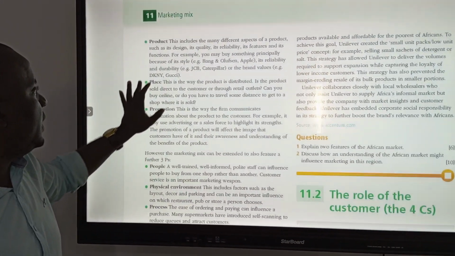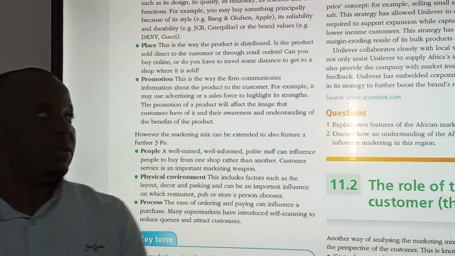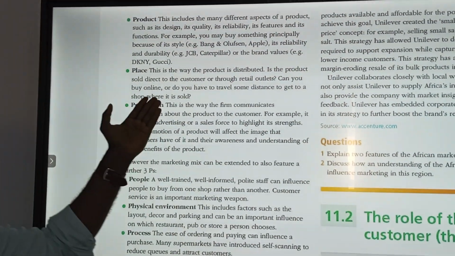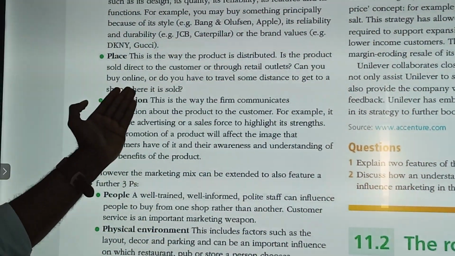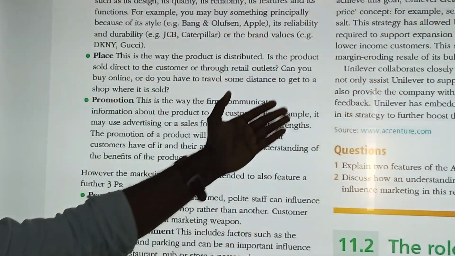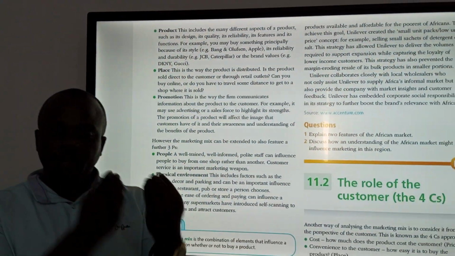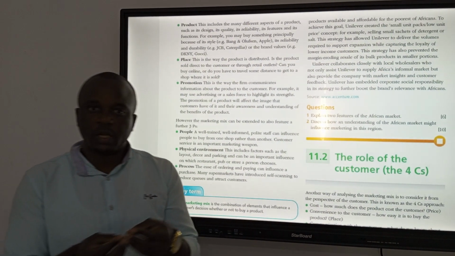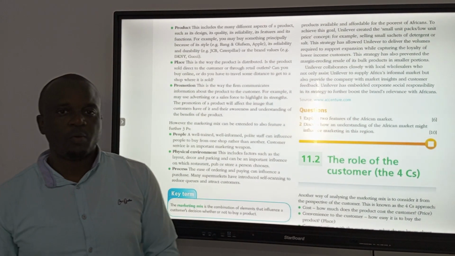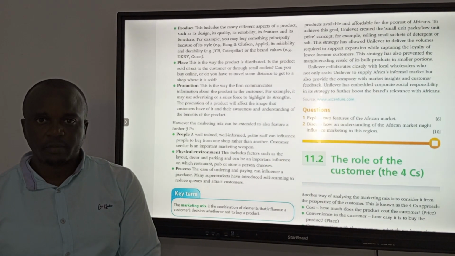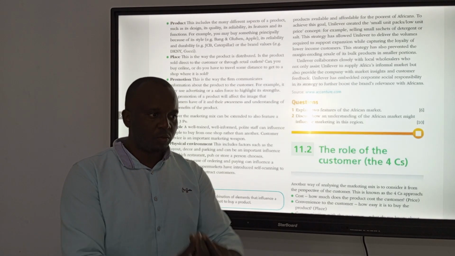Then we go to the place. The place is talking about the point of sales. It says this is the way the product is distributed. Is the product sold directly to customers through retail outlets, or can they buy it online? Of course, we know there are retails and there are wholesales. Wholesaling is when goods are sold in bulk, while retail is when goods are sold in bits.